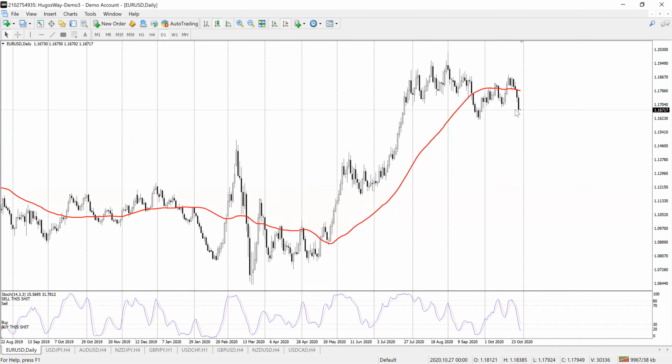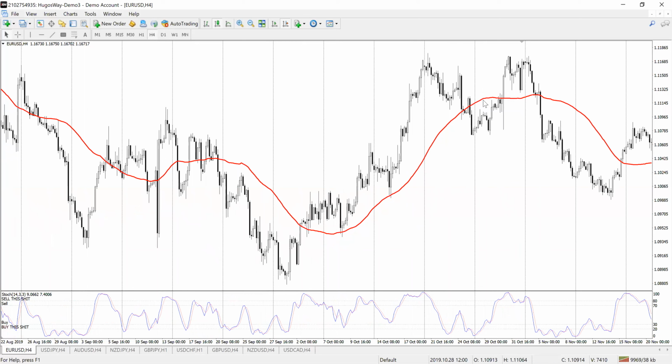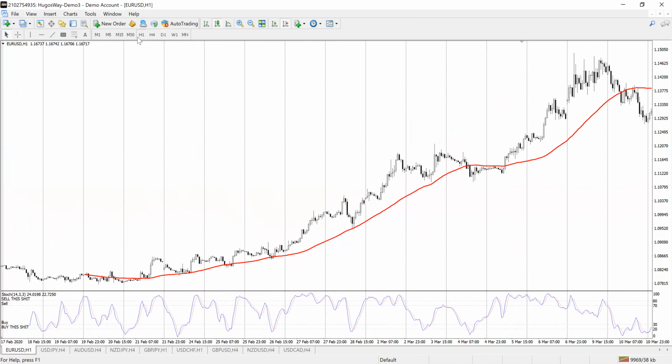Period separators, if you don't know what they are, are separators between each given time period. Since we're on the daily, each period separator represents a separation between each month. And on the 4-hour, these period separators separate each week. And on the 1-hour, each day. So which time frame you actually trade off of depends on what type of trader you are.